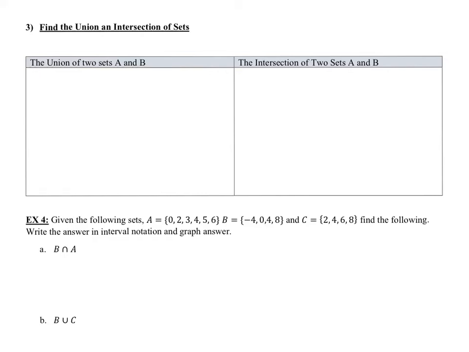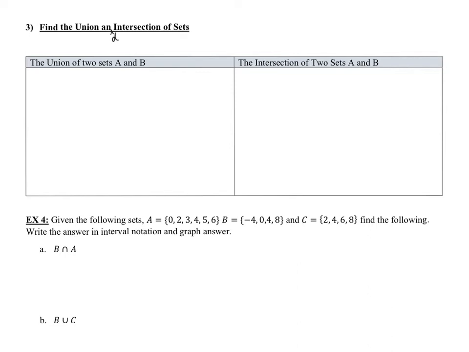Welcome to part 2 of review point 1, R.1. We're looking at the third objective, which is find the union and intersection of sets. Small mini typo right there, it should be a D, and intersection of sets. Okay, so there are two different things when you're looking at sets.